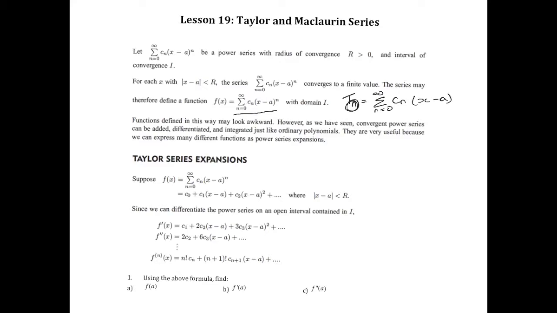But basically, what we're going to see is that, like T5, for instance, maybe I should write that differently. Let me just show you what I mean. For instance, Tk is the sum from n equals 0 to k of that, so that's the Taylor series version. So T5 would be C0 times (x minus a) to the 0, then C1, and then all the way up to C5 times (x minus a) to the 5.